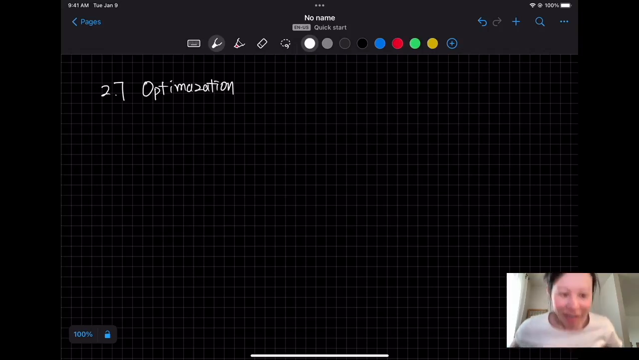Hello everyone, in today's class and video we're going to talk about optimization. So first of all, I'm going to introduce you to some concepts. What is a local maximum and a local minimum?